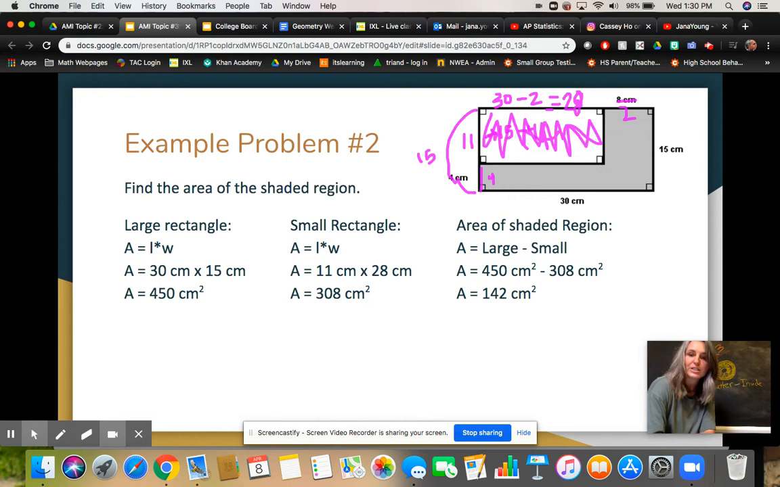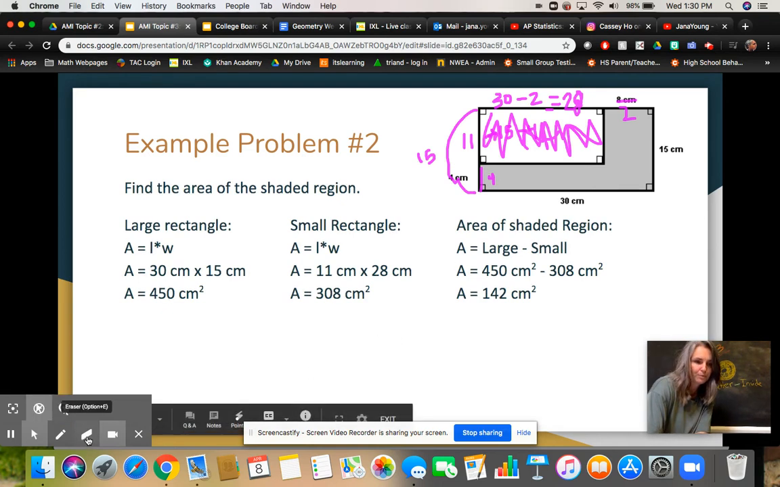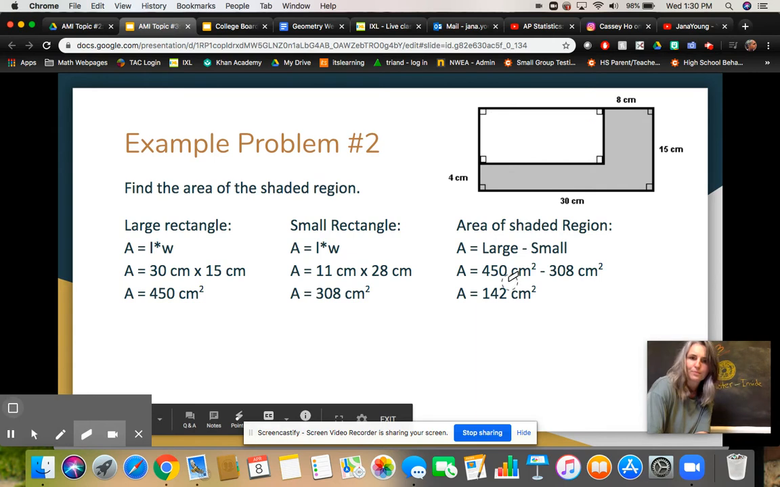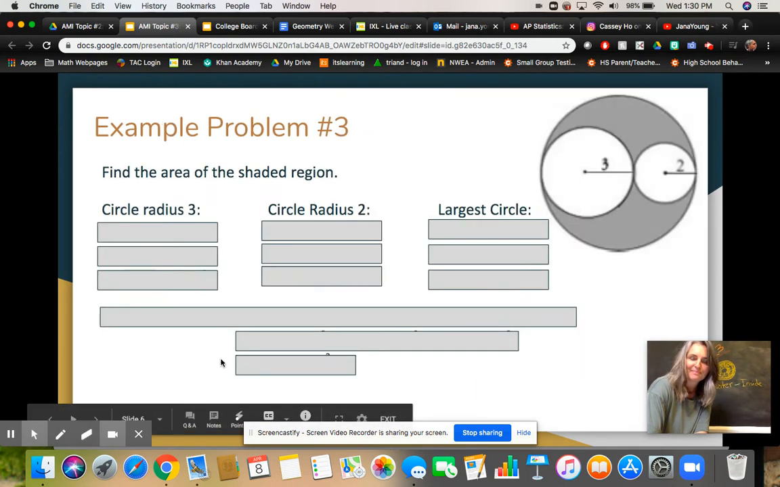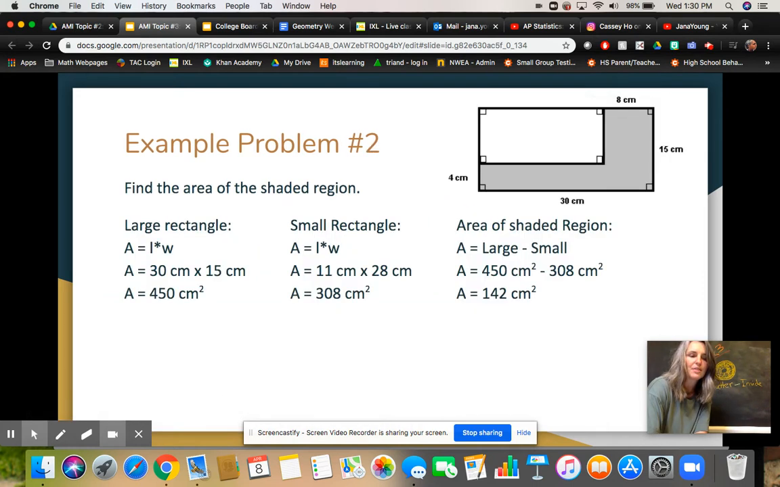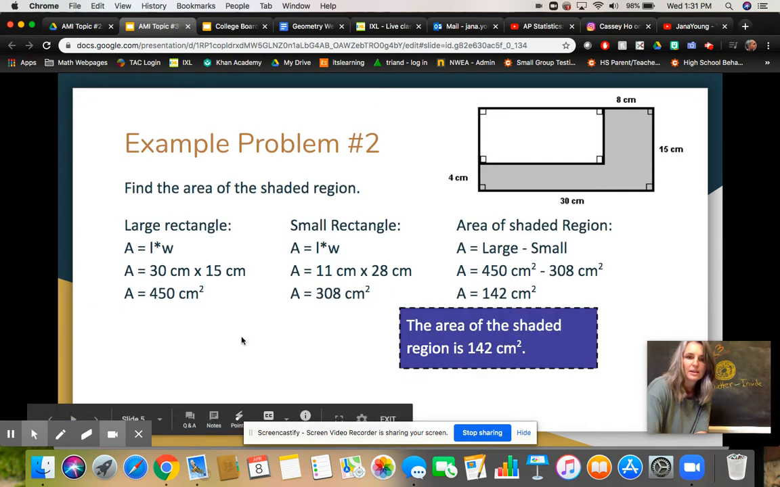Okay, now would be a good time to hit pause and to write some notes. You know, I'm not going through each time the sentence that I like to see at the end, and I should be: the area of the shaded region is 142 square centimeters. You know, I like that sentence at the end.